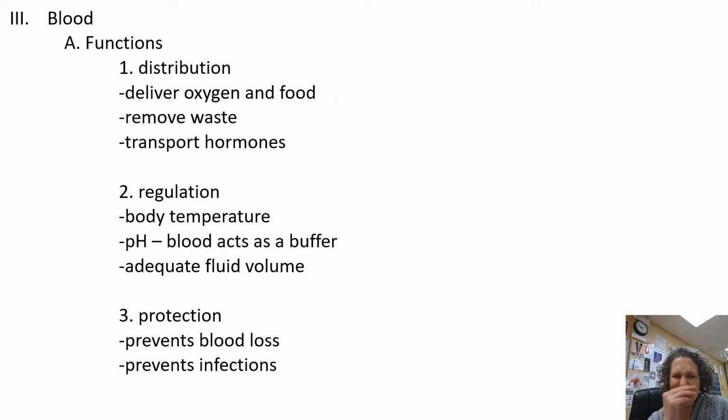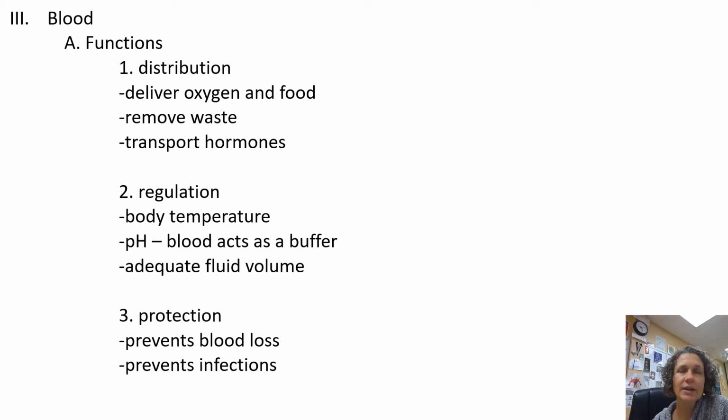Okay, so blood has several functions. First off, distribution: food, oxygen. It also is carrying the waste, and transports hormones, which are chemical signals that your body sends to different parts to do different things. It also regulates several things, like your body temperature. It's the reason that your face turns kind of flushed if you're hot. It's trying to get rid of some of the heat.